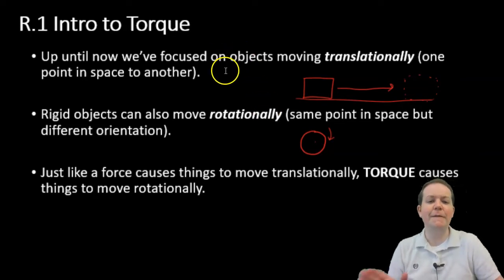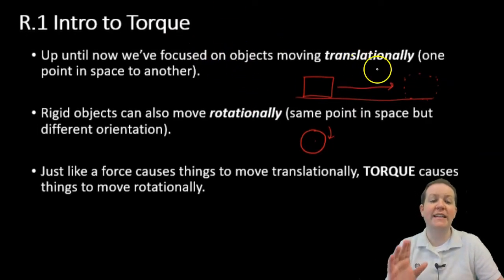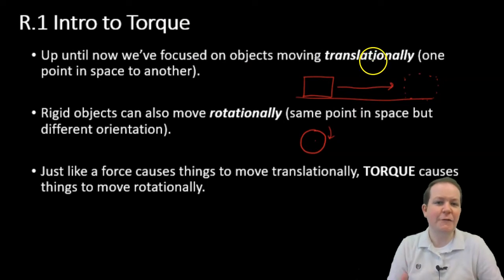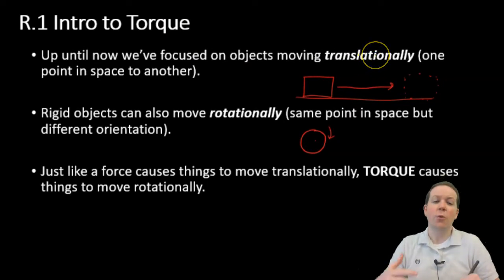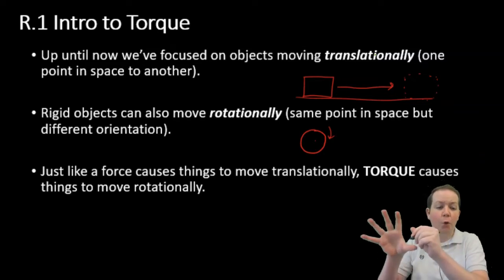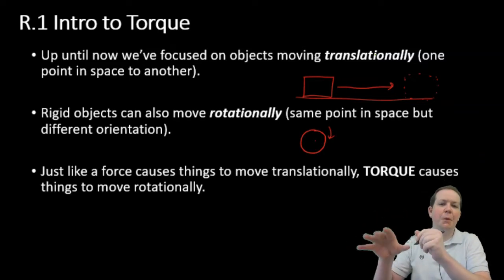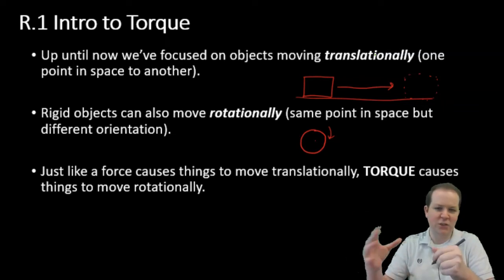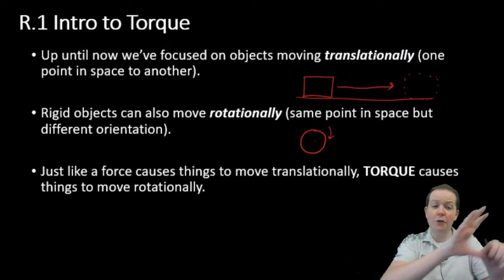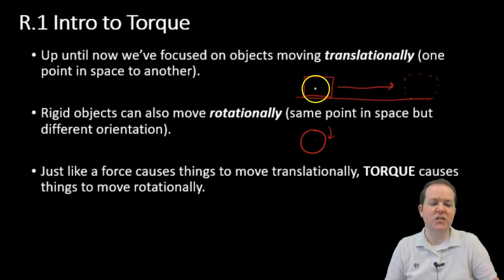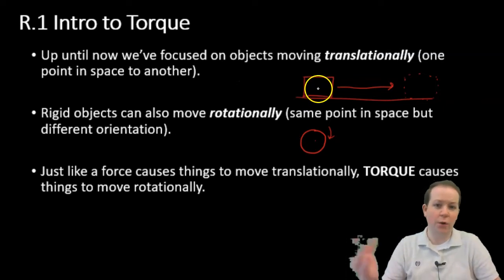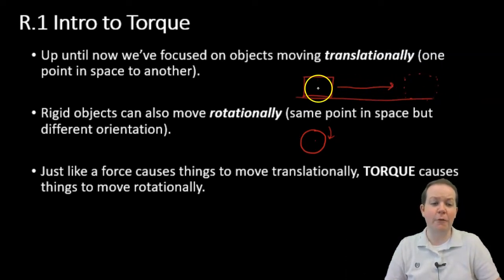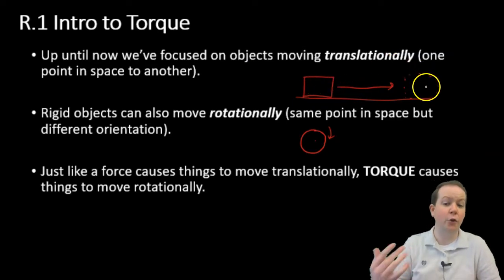Up until now, we've been focusing on objects moving translationally. To be honest, I don't think I've used that term any time before, but when something is moving translationally, that means it's moving from one point in space. Imagine one spot on whatever coordinate system you have, an X, Y, and Z coordinate system, to another location. For example, I have a box, it started right here, and then we pushed it or it moved or whatever, and it ended up here, from one location to another location.